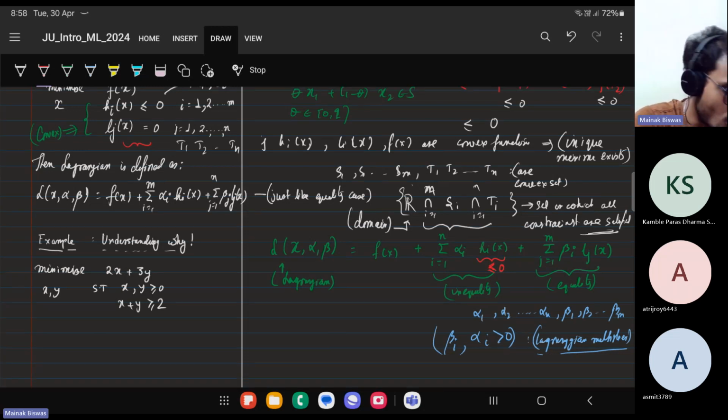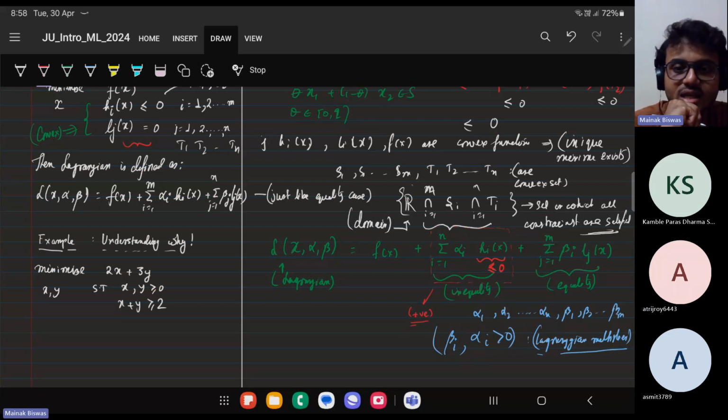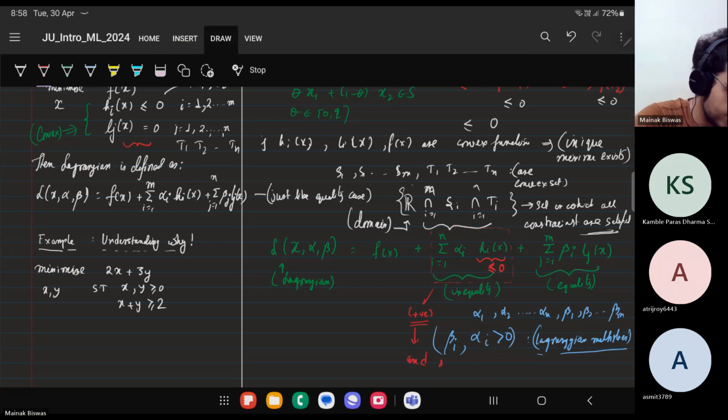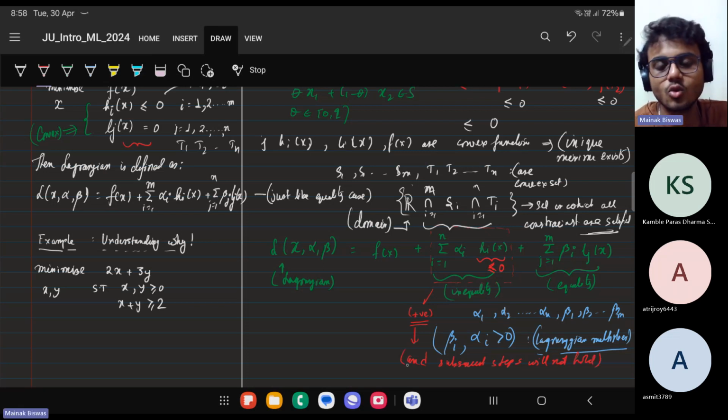So this product would have become positive, and the inequality gets changed. Yes, it would have changed the inequality, and this would have become positive, and all subsequent steps would not hold. So we would not want that to happen.